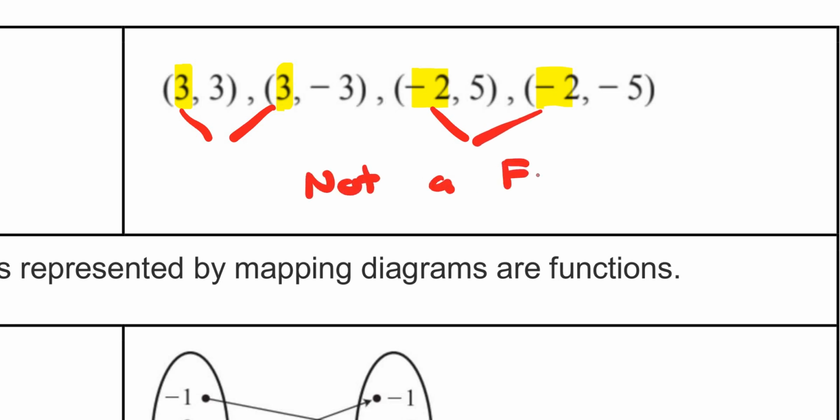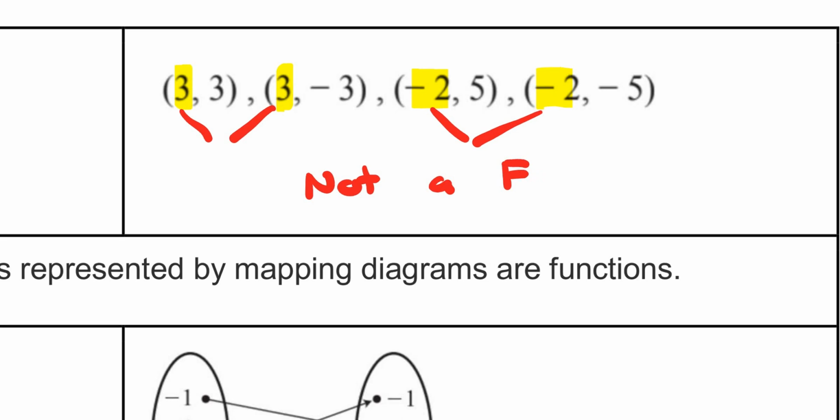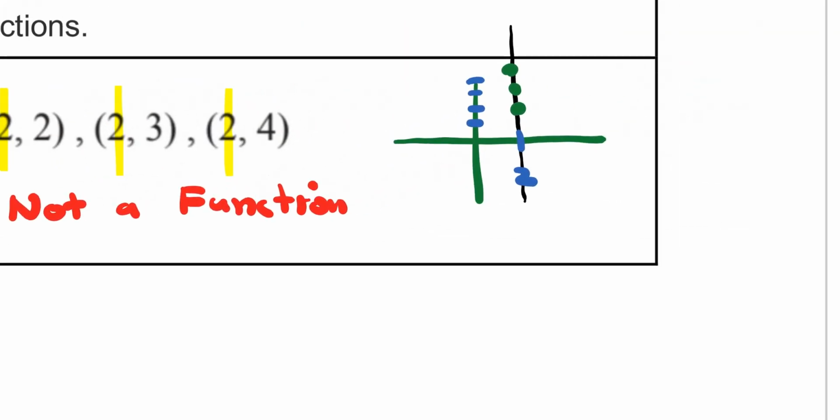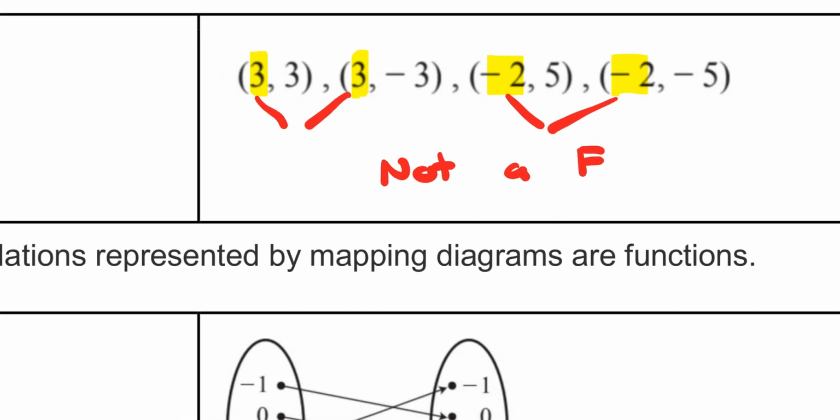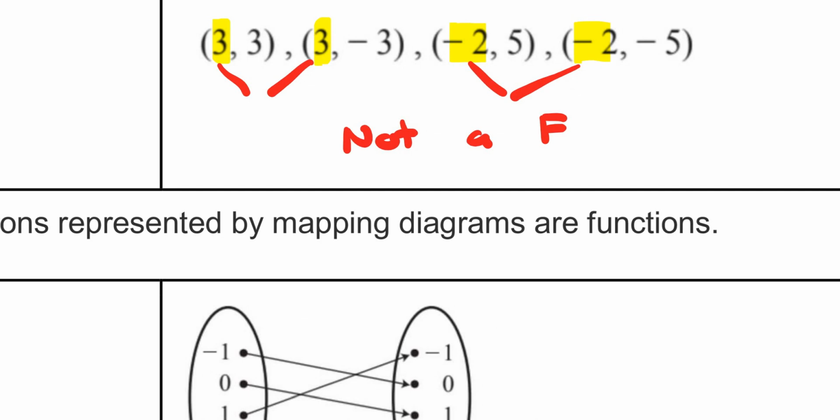And I encourage you to just draw a sketch, and you'll notice that if you sketch these coordinates, you'll get a situation like the previous one, where it fails the vertical line test, all right? So I encourage you to just plot the points and make sure that you understand that the vertical line actually touches multiple y values, and that will not be a function.